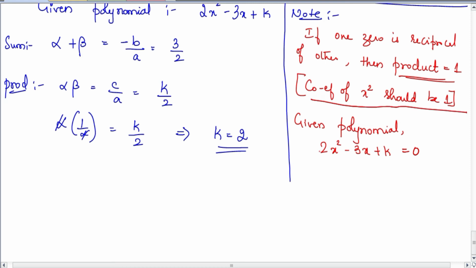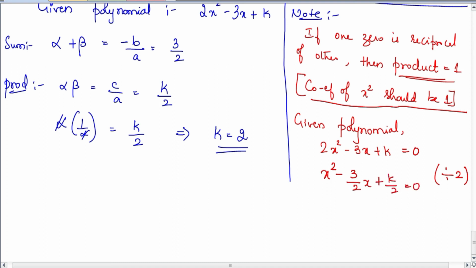So what is the coefficient of x square here? Is it 1? No. So divide by the coefficient of x square. Divide the entire equation by 2, both left hand side and right hand side. Why should you divide by 2? Because we want to convert it to the standard form, where the coefficient of x square will be equal to 1. So it becomes x square minus 3 by 2x plus k by 2 equals 0.